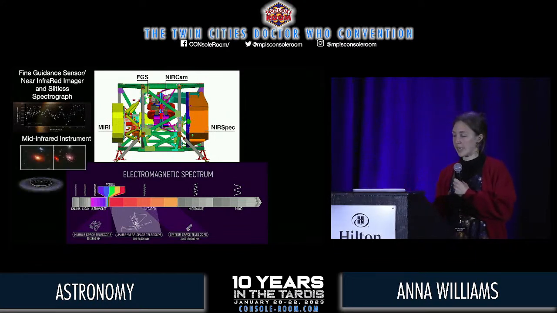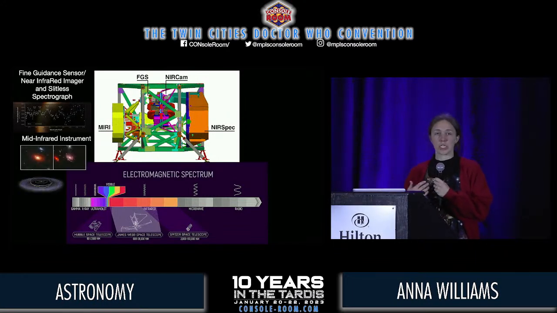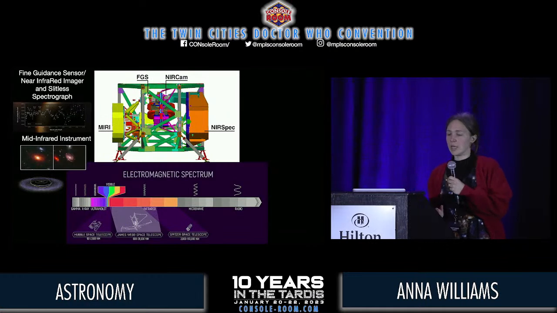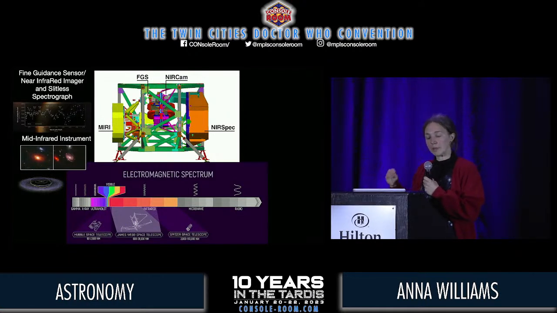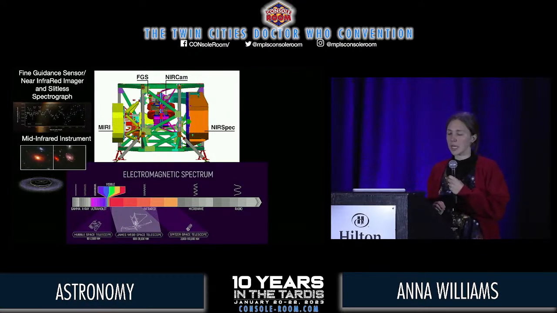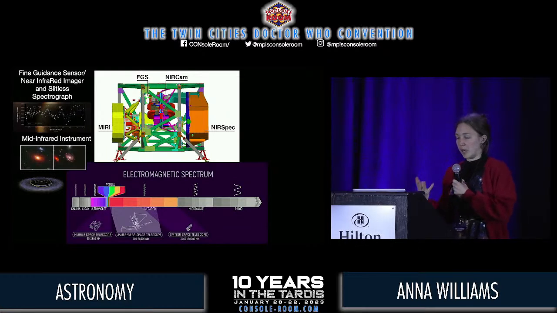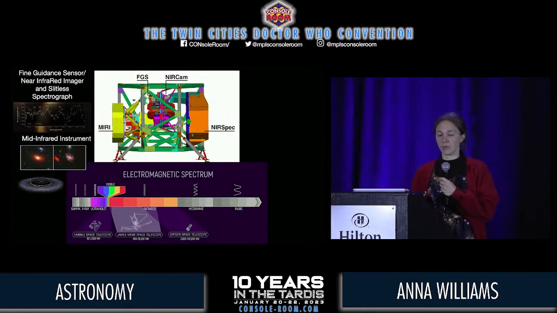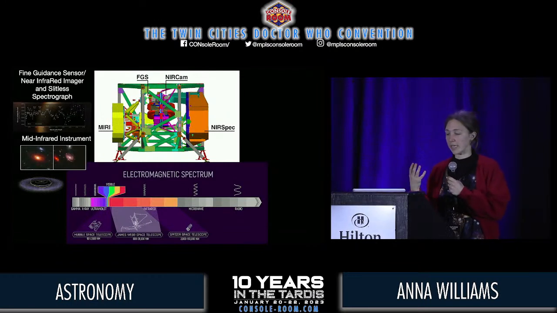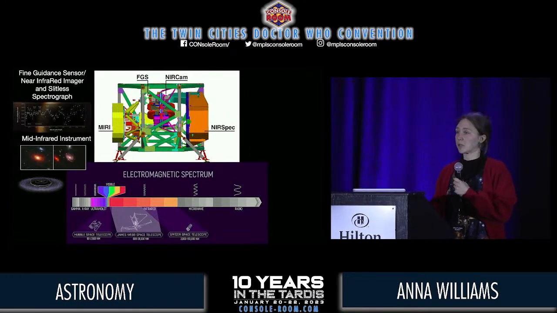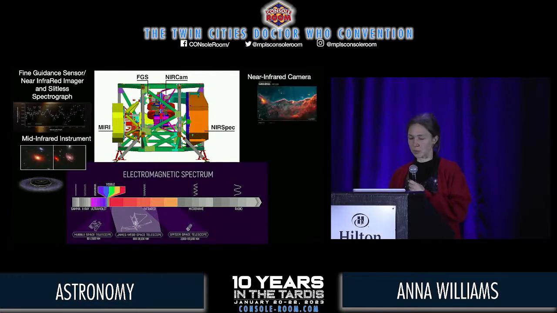There is the mid-infrared instrument, which is going to be a little bit further away from the optical portion of the spectrum than the near-infrared. So longer wavelength, lower energy photons, and that is going to be great for taking images of galaxies and of things like Kuiper belt objects. So we're also going to be able to observe things within our own solar system with this telescope.